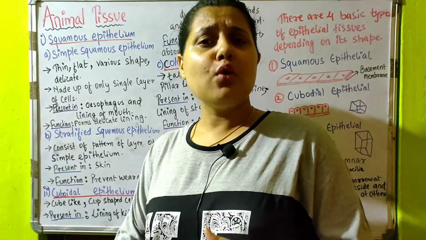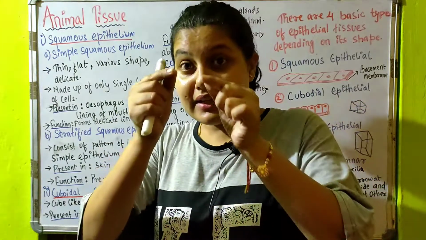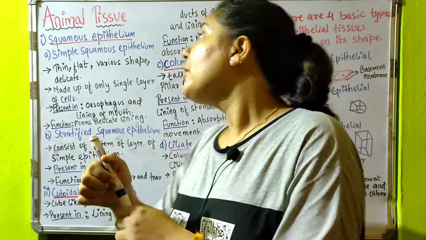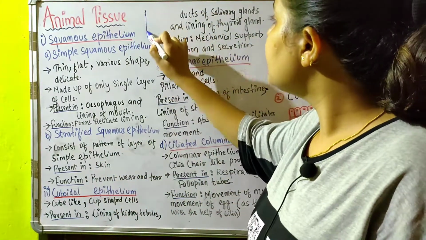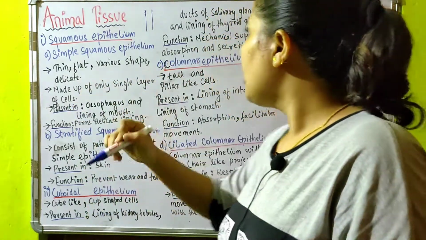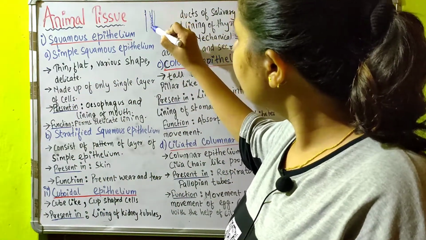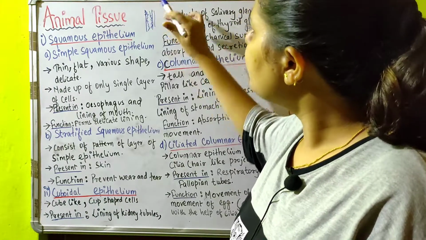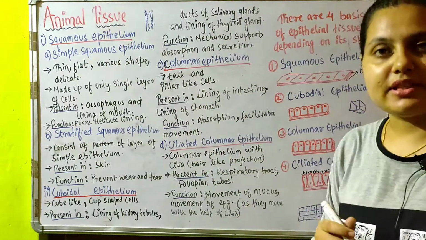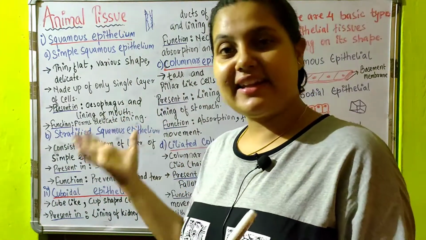Now when we talk about the lining of the esophagus, that is the inner layer of the esophagus, not the outer layer. For example, if this is a pipe, the esophagus is a food pipe, right? Now you see, not outside, it is inside. The inner lining of the esophagus is made up of simple squamous epithelium. And the function is that they form a delicate lining.